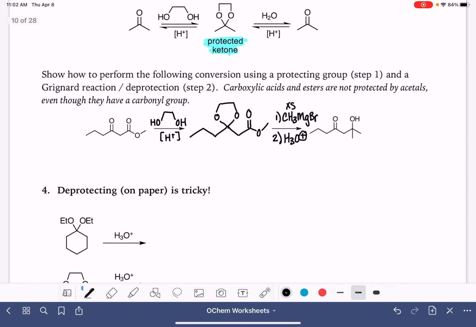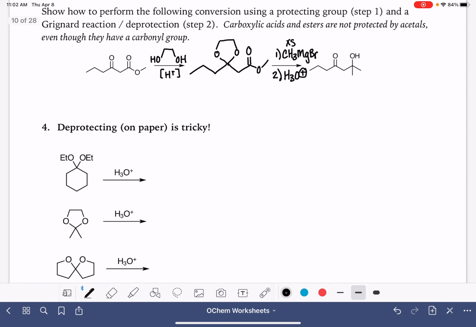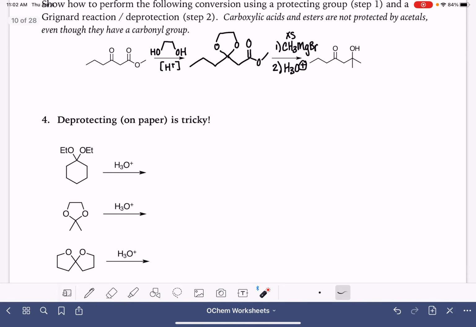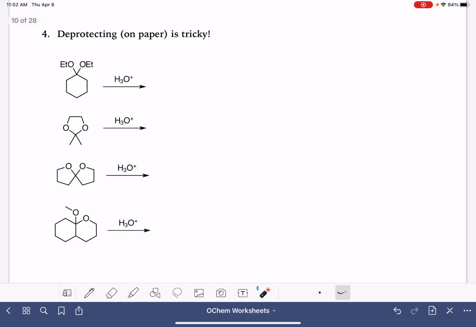Now, one of the things that you want to be able to do is take an acetal and deprotect it, or convert it back to a ketone or an aldehyde. In the lab, it's a really simple process. All you have to do is just put a little acid in your solution, but on paper, it can be a little bit tricky. So here are some examples of that. What's going on here is we have an acetal and we're subjecting it to some acid, and we're trying to figure out what the ketone is that will be formed once this acetal is converted back to its ketone.